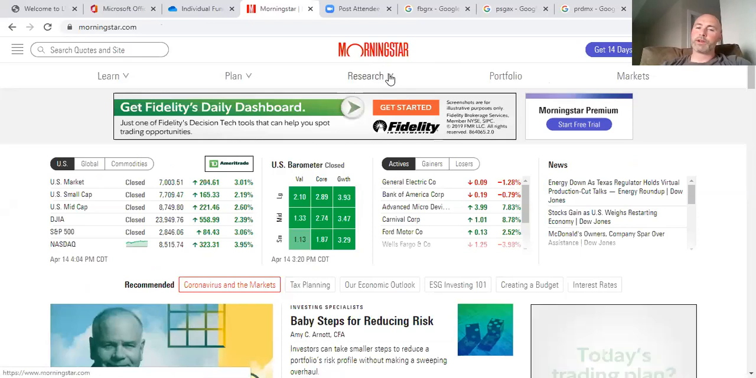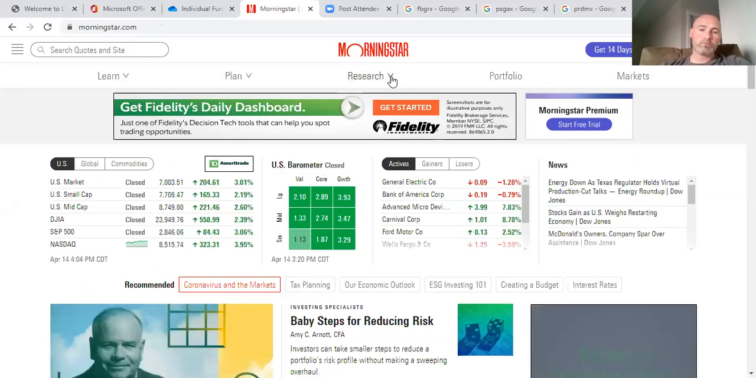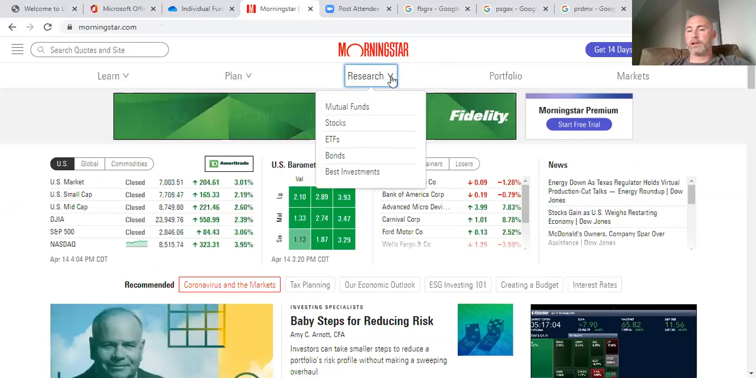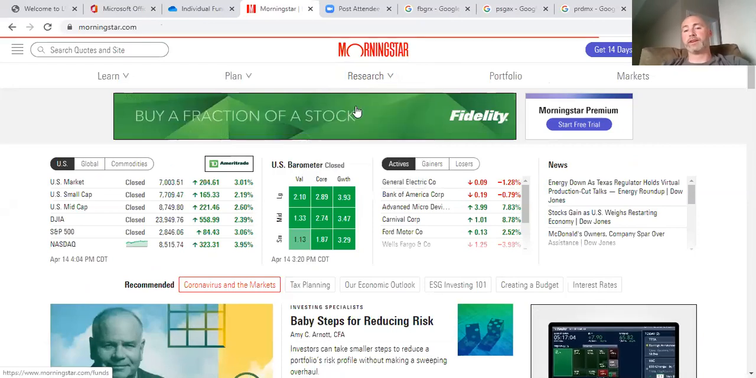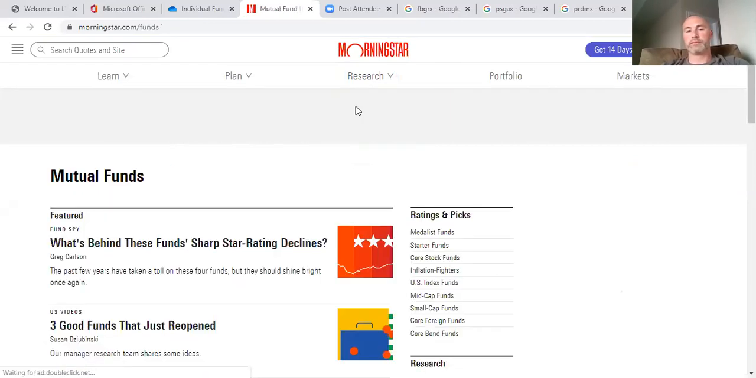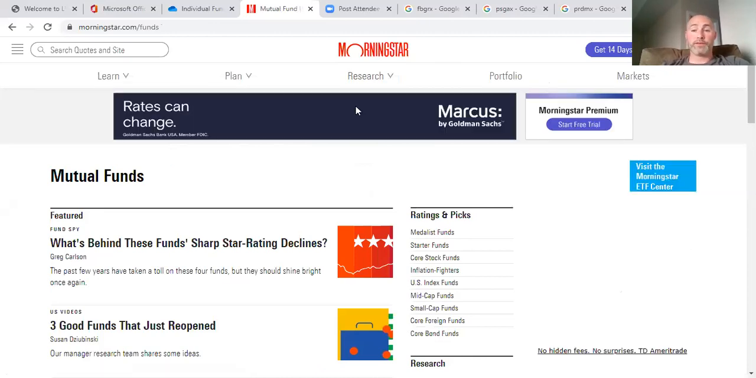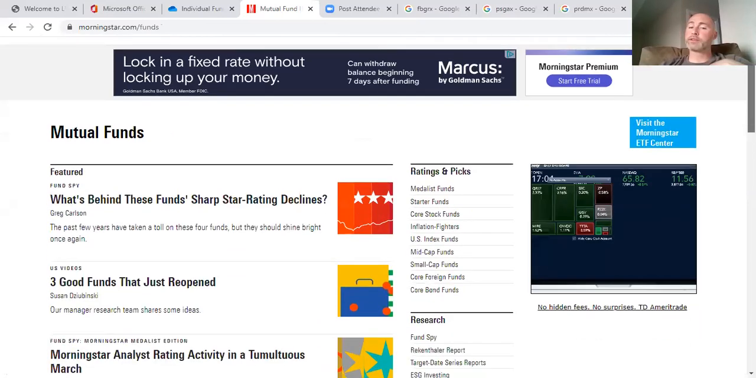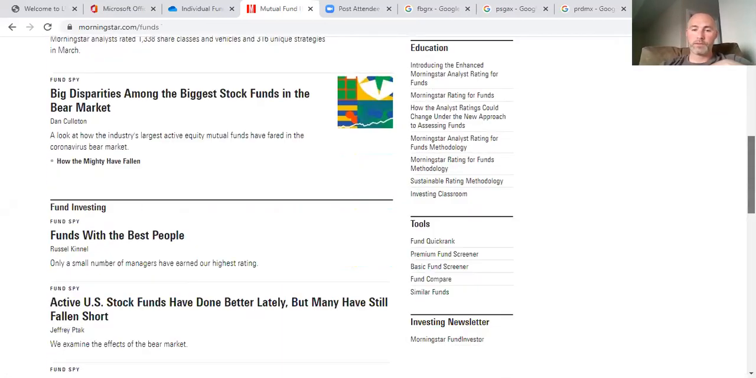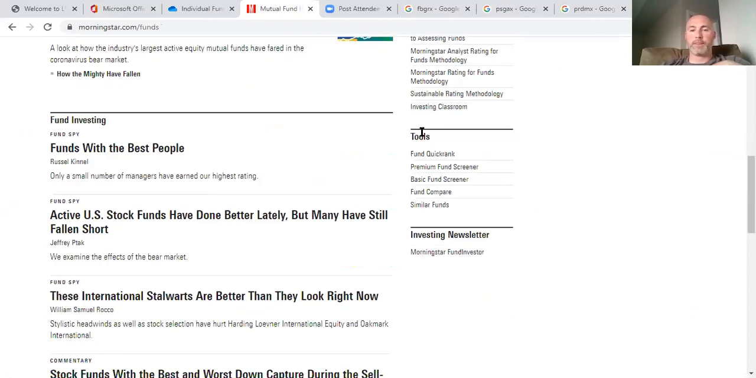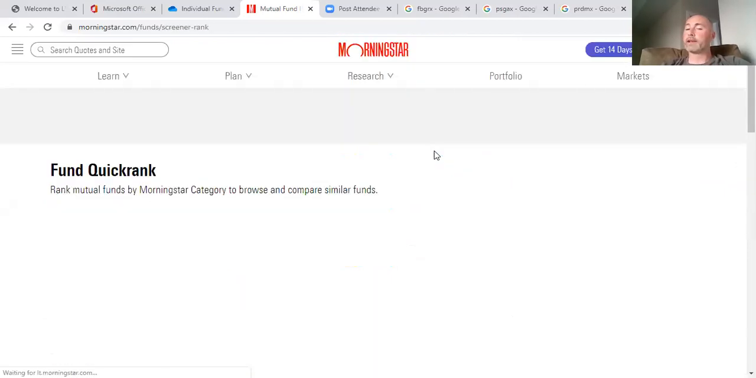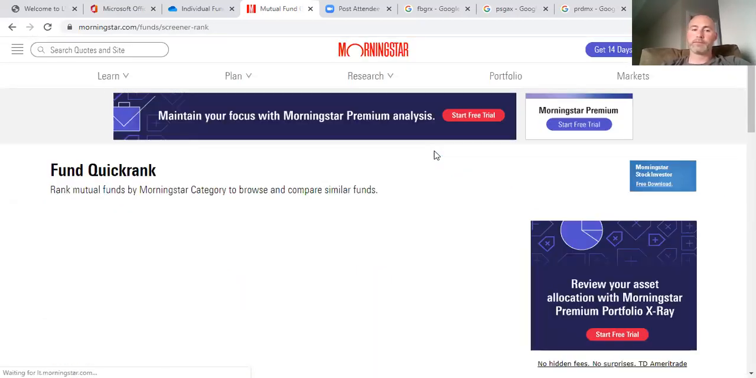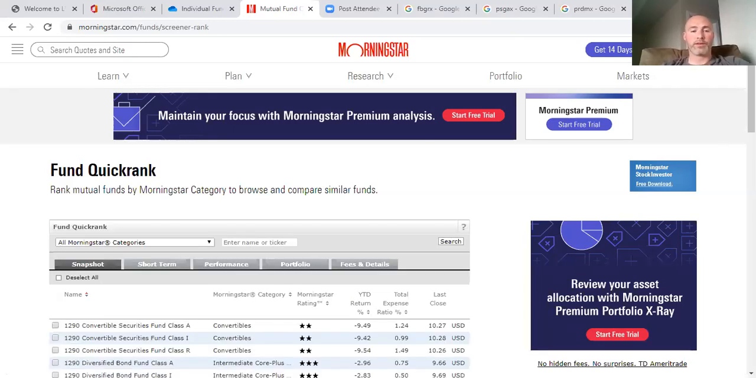You're going to click this little research arrow next to research and click the little arrow, and you're going to select mutual funds. Now, when you select mutual funds under the research tab, when the next page pops up that I'm looking at, you're going to scroll down here to this tools section, and you're going to click Fund Quick Rank. Go ahead and click it. Now it's going to compile over 29,000 funds that you can look through.